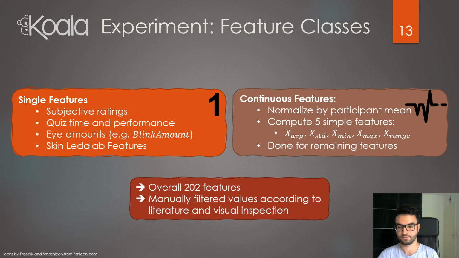We can distinguish these features into 2 categories. On one hand, single features, so for example the subjective ratings, where we just have one value across some time interval. And on the other hand, we have continuous streams of data, for example for the heart rate, which we first normalize by the participant's mean, and then we compute 5 simple features: the average, the standard deviation, the min, max, and the range, which is just the max minus the min. And this is what we do for all the remaining features where we have a continuous stream. So overall, this gives us 202 features, which we of course filtered a bit according to the literature, but also according to visual inspection.